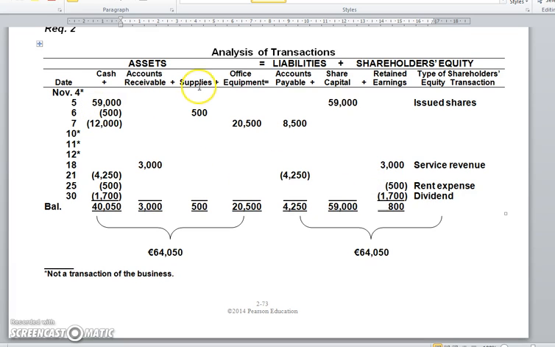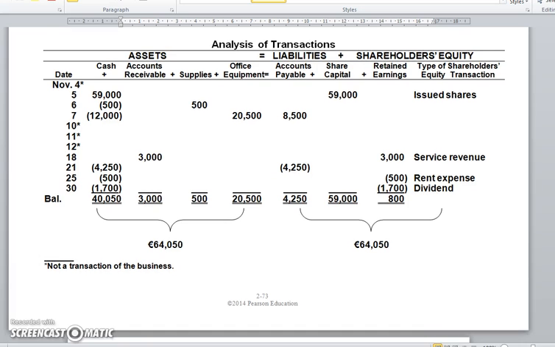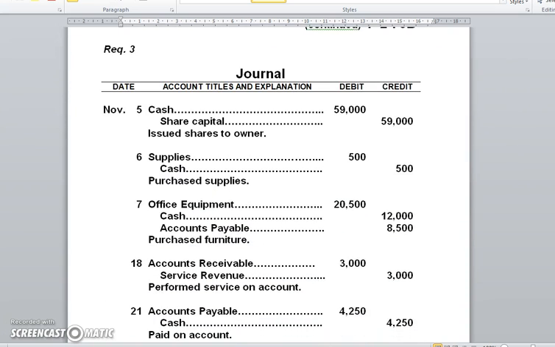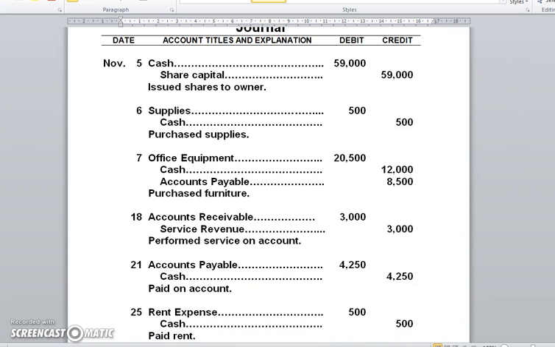Cash, accounts receivable, supplies, office equipment, accounts payable, share capital, retained earnings, service revenue, rent expense, dividend, everything's there. It balances: A equals L plus E. Now the journal explanations are right here, as I had mentioned.